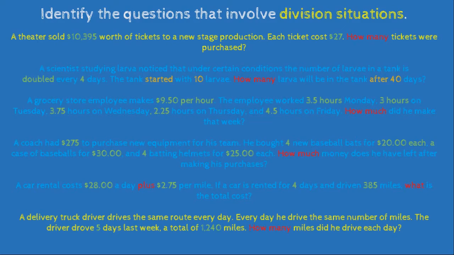We go on to a car rental costs $28 a day plus $2.75 per mile. If a car is rented for 4 days and driven 385 miles, what is the total cost? So again, this we need to multiply the cost per day plus the cost per mile. And in this case, multiplication again does not mean division.